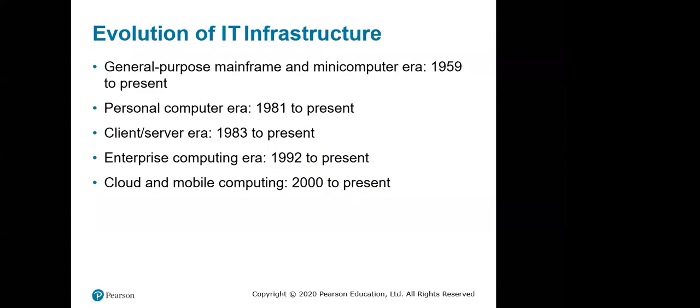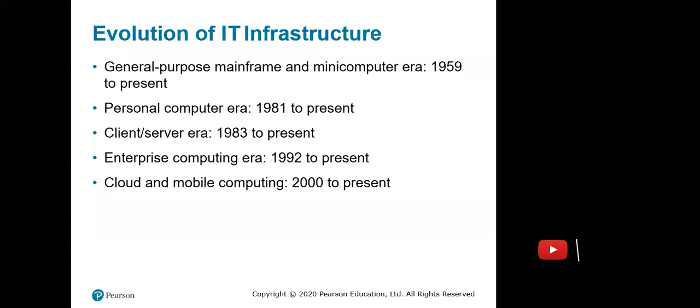We go for the evolution of IT infrastructure, how IT evolved. For example, how the evolution of the IT infrastructure was done, when it started, with general purpose. Before, in 1959, the first time, there was the general purpose mainframe or minicomputer era, and then to the present.